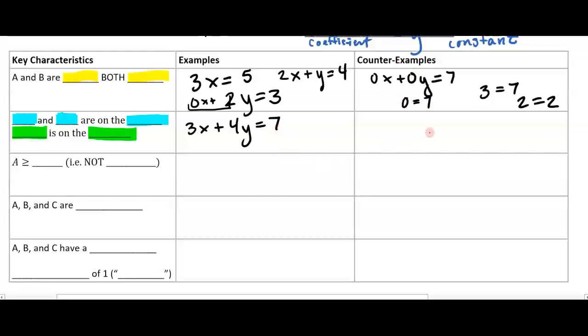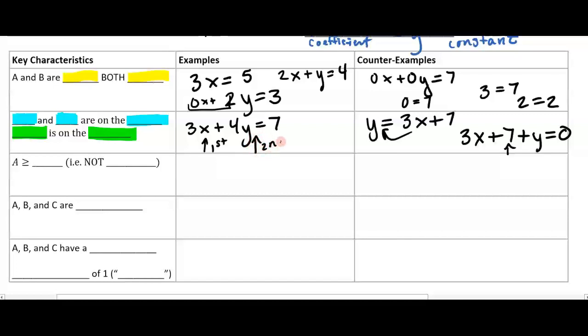Something that is not currently in standard form might be y equals 3x plus 7. This is not in standard form because my 3x is on the right when it needs to be on the left. 3x plus 7 minus y equals 0. Well, now my constant is on the left. My constant should only be on the right. So we want our variable terms on the left, our constant on the right, and, though we didn't list it specifically, we always write the x first and the y second. So it goes x, y equals constant.